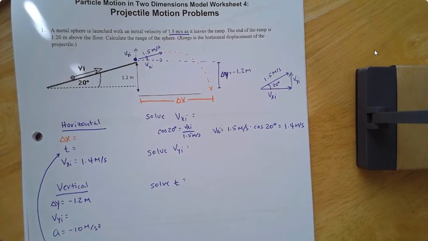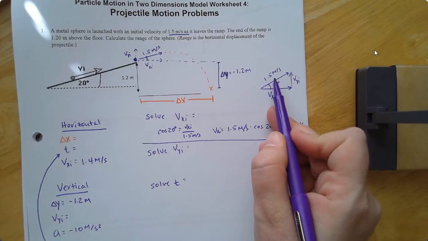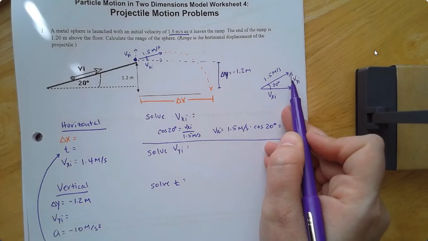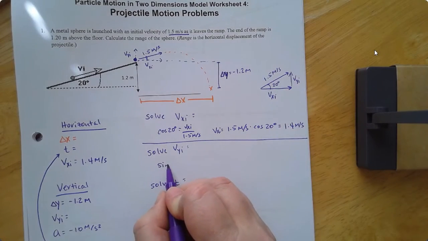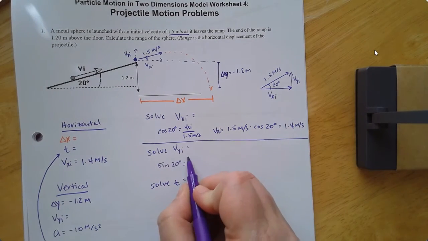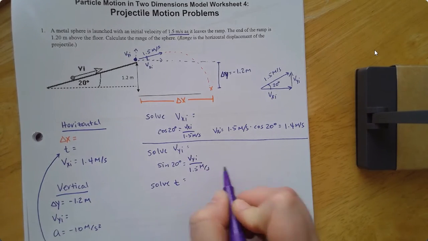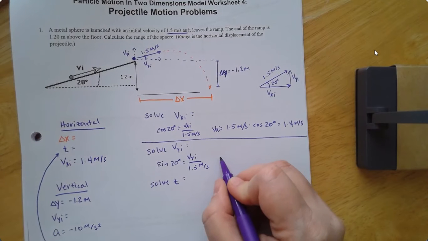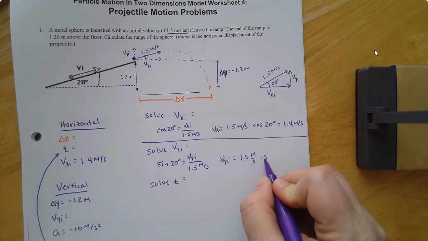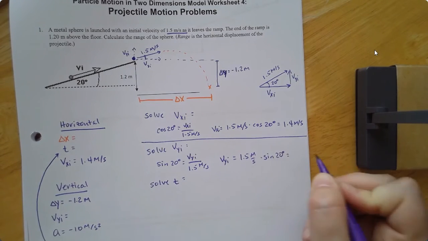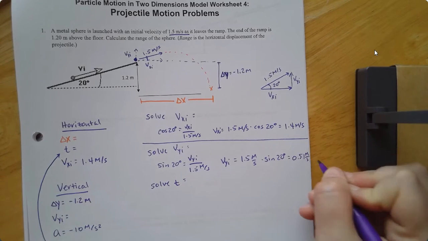For our next one, we need to solve for our vertical velocity. There, the relationship between the hypotenuse and this side of the triangle, because it's the opposite side, will be the sine of that 20-degree angle. So now we've got the sine of 20 degrees is equal to our initial vertical velocity divided by 1.5 meters per second. If we calculate this, it's 1.5 meters per second times the sine of 20 degrees, which is going to give us a value of 0.51 meters per second.